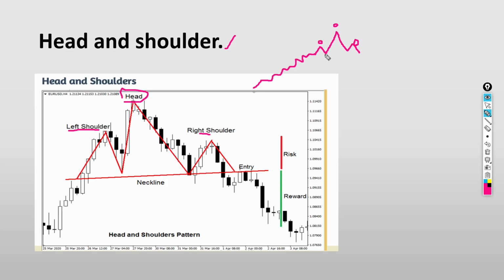But it is only supposed to be confirmed as a head and shoulder if this level is broken downwards, like this. If price comes and breaks this level, that is what they call the neckline. So if the neckline is broken, it becomes a head and shoulder. But if the neckline is not broken, for example, price goes up, up, up, forms first a left shoulder, then a head, then the right shoulder. Then after forming that pattern, it does not break the neckline and it continues upwards. This is no longer a head and shoulder.